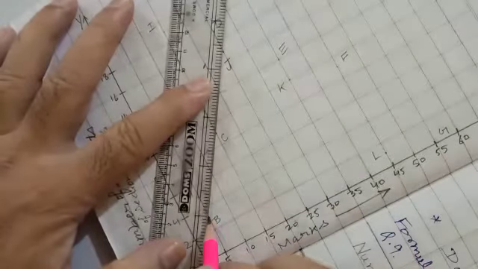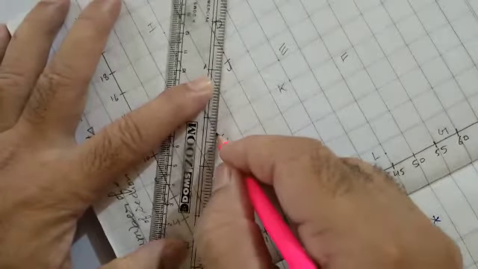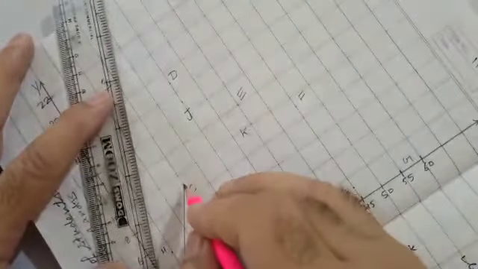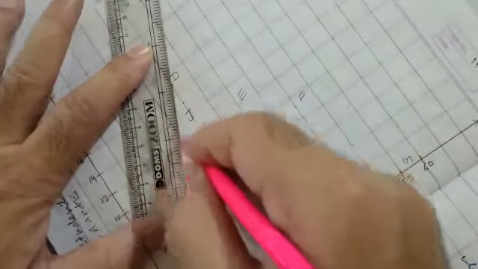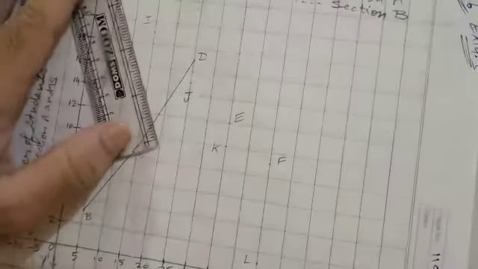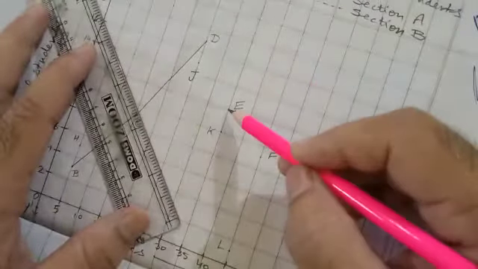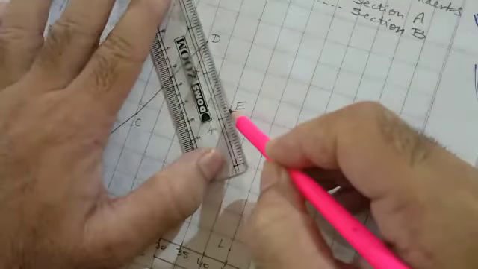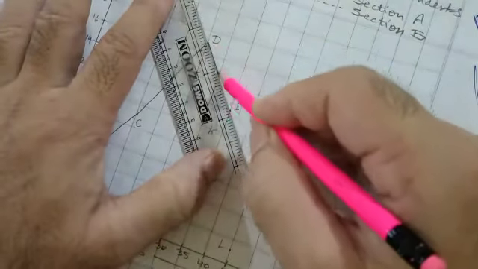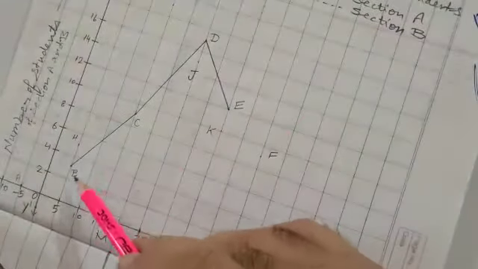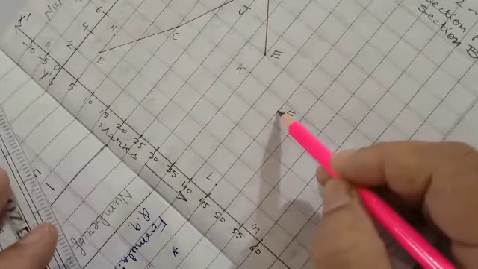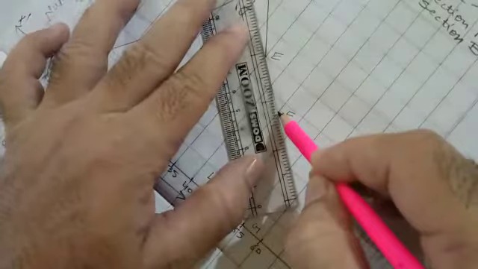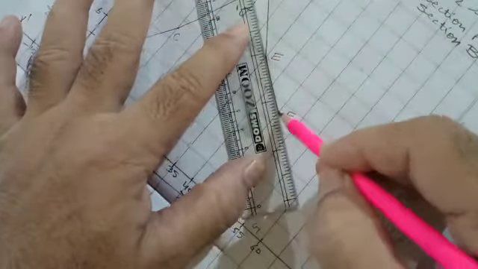B to C. And now join C to D. Now join CD, and now join DE. BCDE, and now join BF.